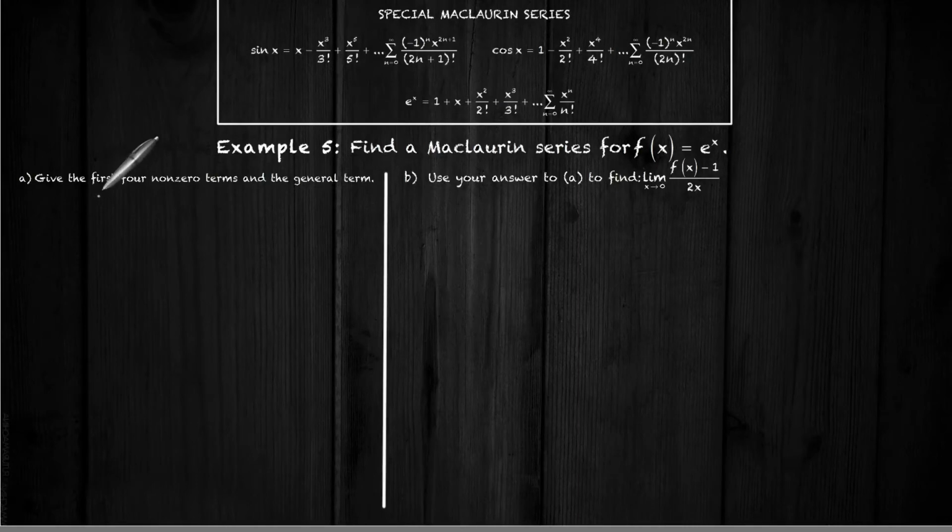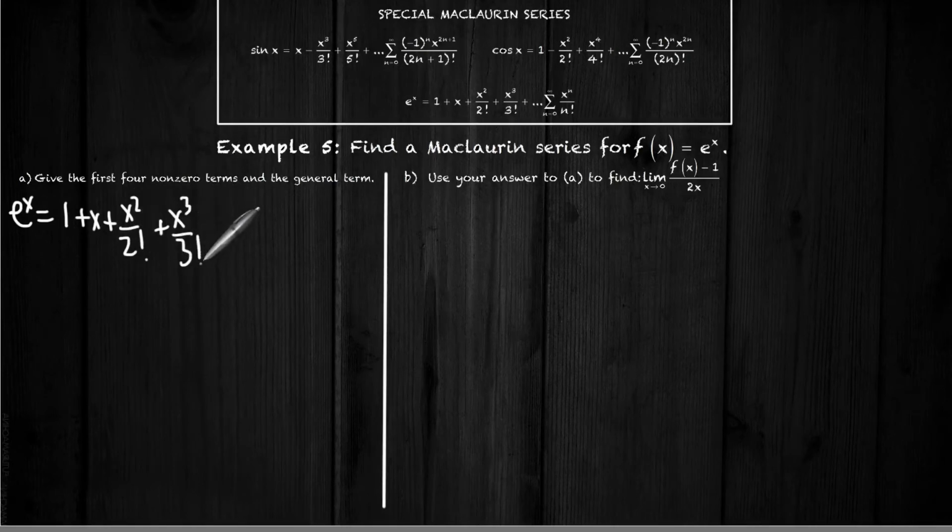All right, next example says give the first 4 non-zero terms of e to the x. Well, that's pretty simple. We've done that before, and that is simply going to be e to the x equals 1 plus x plus x squared over 2 factorial plus x cubed over 3 factorial. And there's our first 4 terms, and the general term is simply the sum from n equals 0 to infinity of x to the n over n factorial.